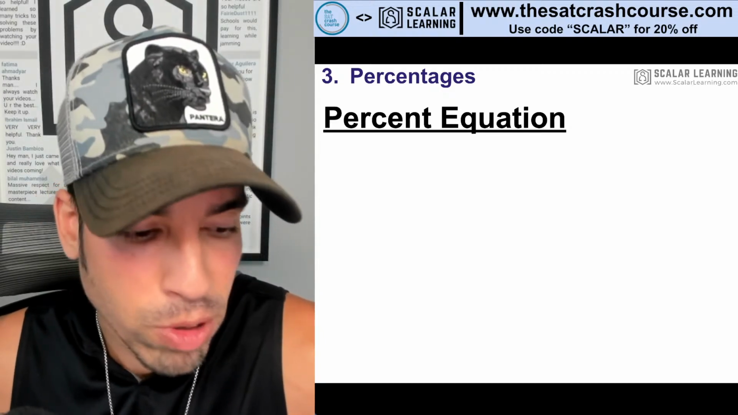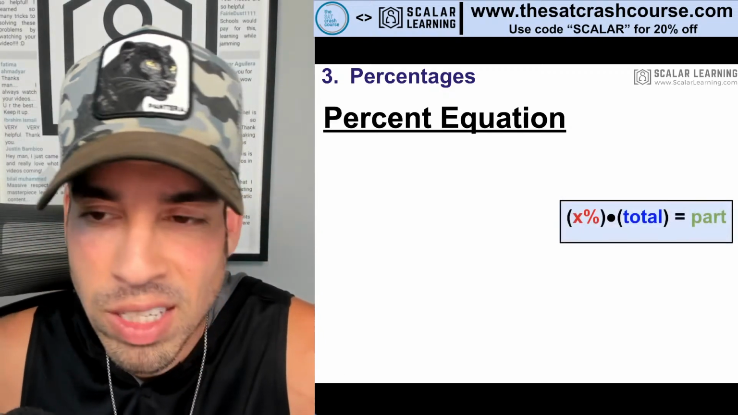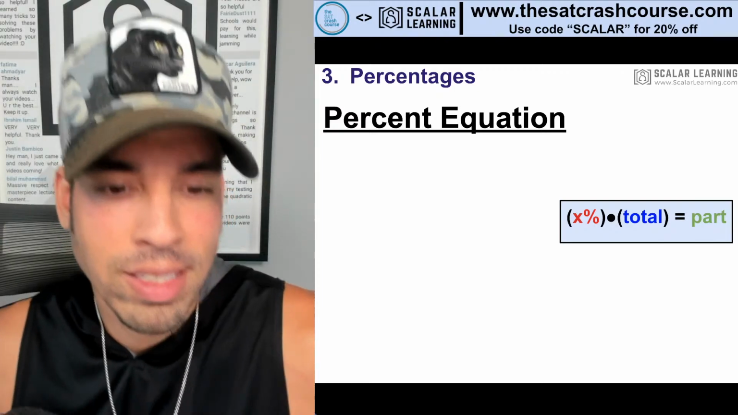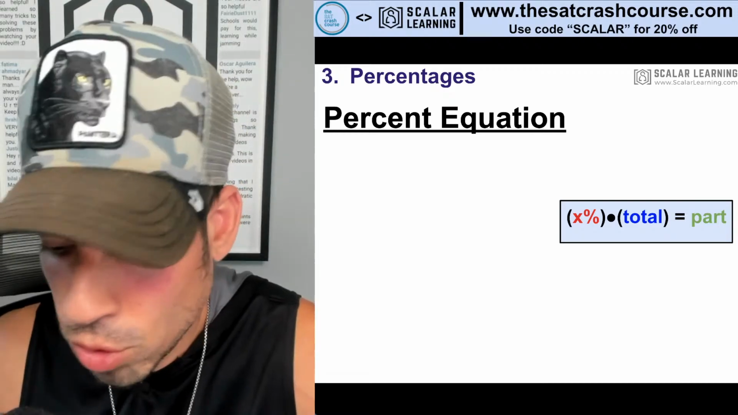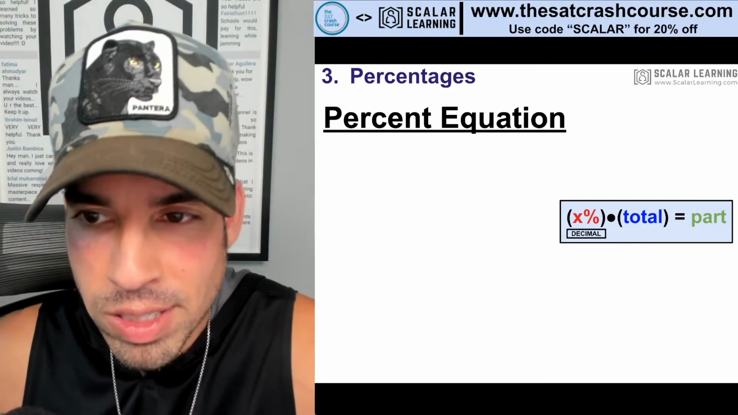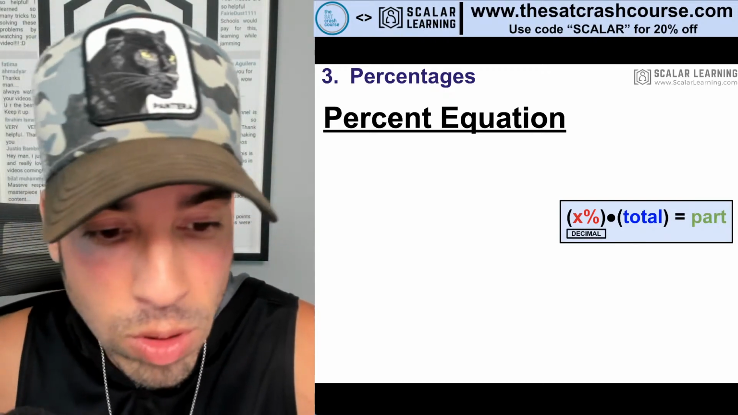Speaking of which, let's talk about the percent equation. This is how we calculate percents of things. So the percent equation is X percent times a total, right? We're taking it of a total, is equal to the part. And again, that percentage is going in as its decimal equivalent.